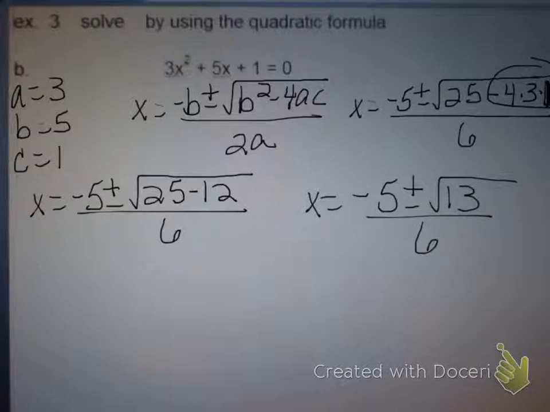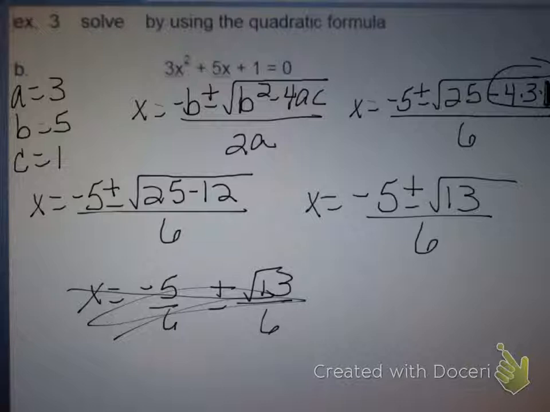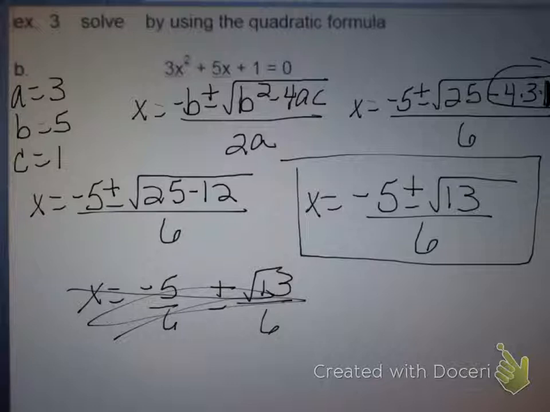Now, I cannot simplify the square root of 13, and I know that if I go to split it and put each term over its own denominator, there's nothing I can do. I cannot reduce it. So that's not even necessary. I'm just done right here. So sometimes you can simplify further and sometimes you can't.